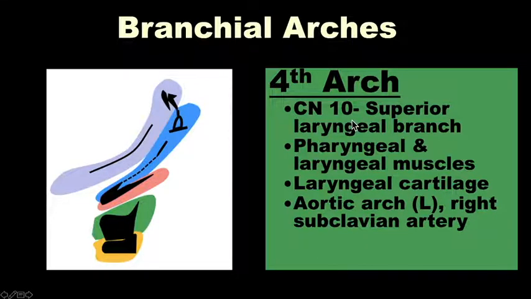Both are contributing to the 10th cranial nerve, but also we get asymmetry between right and left. So the fourth arch gives us a superior laryngeal branch of cranial nerve 10, some pharyngeal and laryngeal muscles, laryngeal cartilage, especially the thyroid cartilage, the aortic arch on the left, and the subclavian artery on the right.